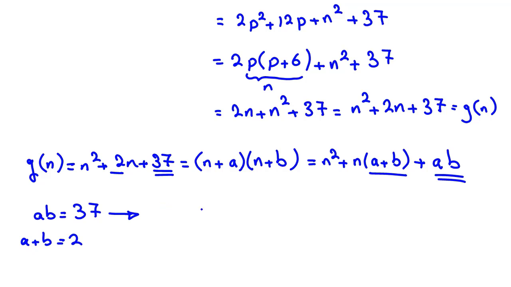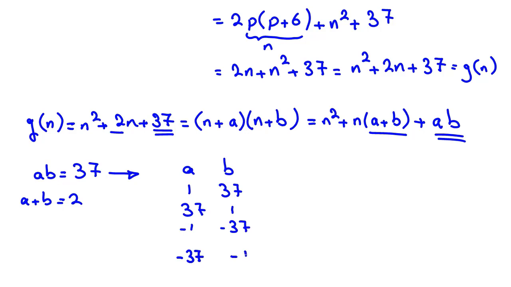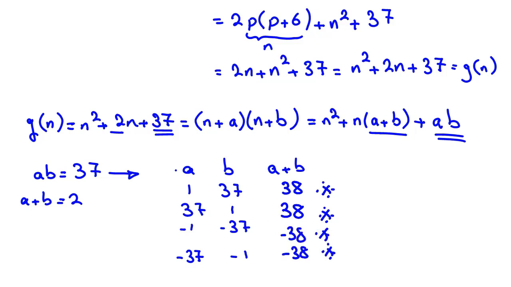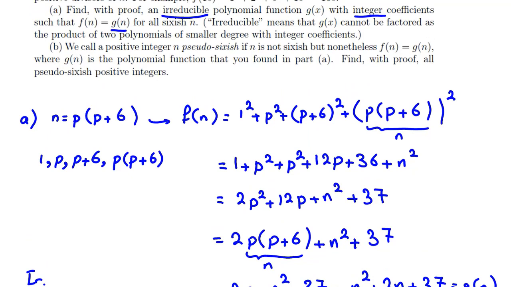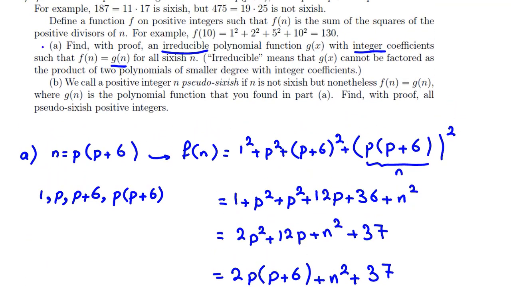From here, because a and b are integers, the cases are: 1 and 37, 37 and 1, -1 and -37, -37 and -1. And we know a plus b should be what? Should be 2. In the first case it is 38, contradiction; in the negative cases it is -38, again contradiction. So we proved it by contradiction for irreducibility: if it is reducible, we reach a contradiction. So g of n is an irreducible polynomial. Okay, so we've solved part A.